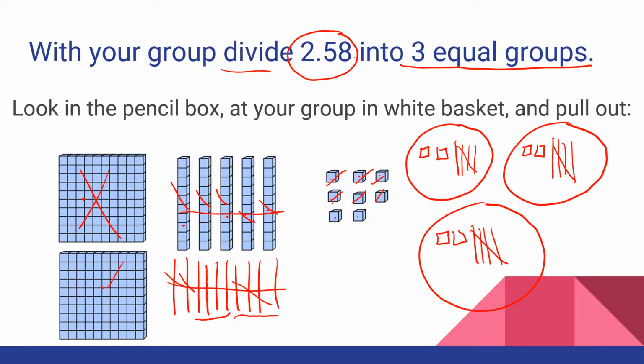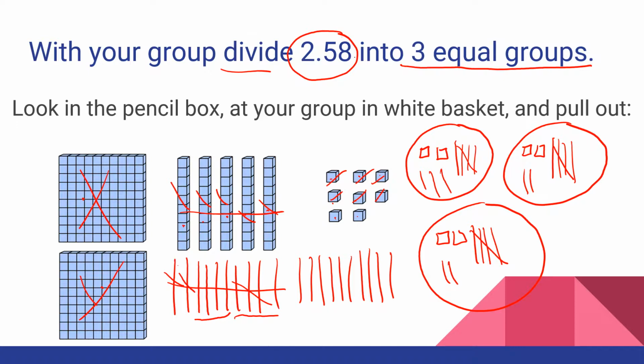Now I have another whole. I break that into tens. 1, 2, 3, 4, 5, 6, 7, 8, 9, 10. If I count them out, 1, 2, 3, 4, 5, 6, 7, 8, 9, that's 9 of them gone. I'll take this last 10 and I'll break it into ones. 1, 2, 3, 4, 5, 6, 7, 8, 9, 10. That gives me 12 hundredths.